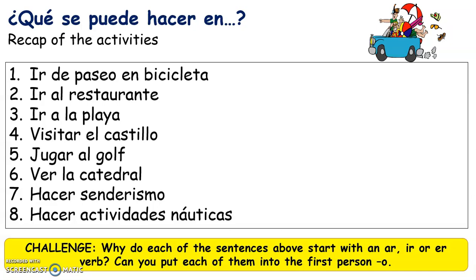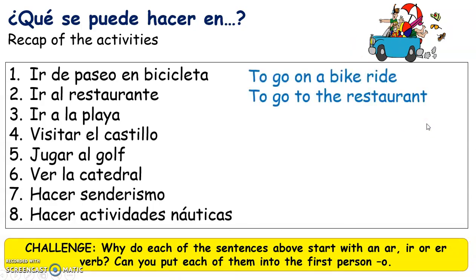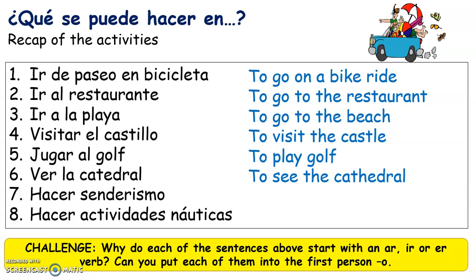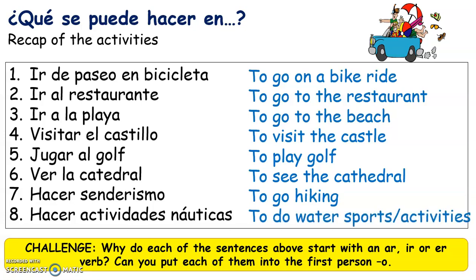Here we go. Ir de paseo en bicicleta, to go on a bike ride. Ir al restaurante, to go to the restaurant. Ir a la playa, to go to the beach. Visitar el castillo, to visit the castle. Jugar al golf, to play golf. Ver la catedral, to see the cathedral. Hacer senderismo, to go hiking. Hacer actividades náuticas, to do water sports or activities.